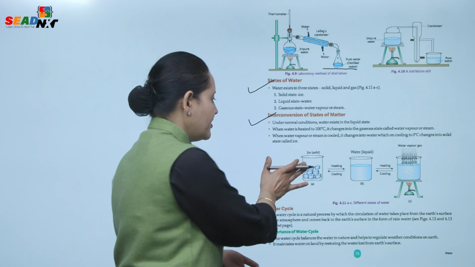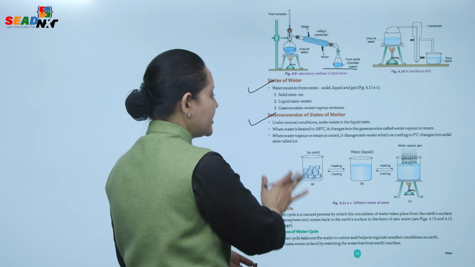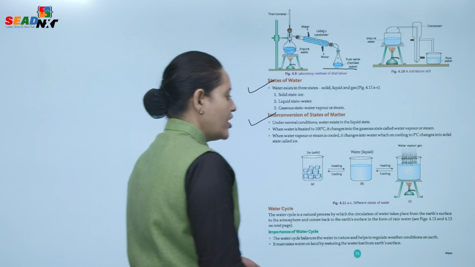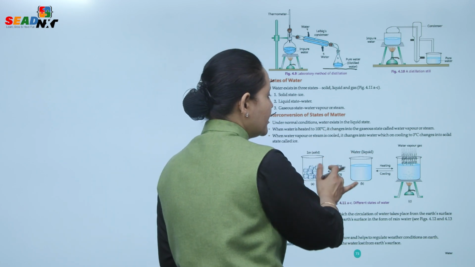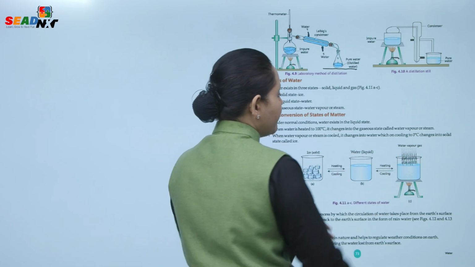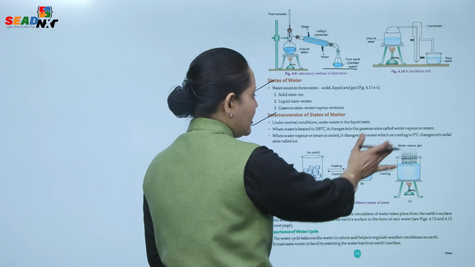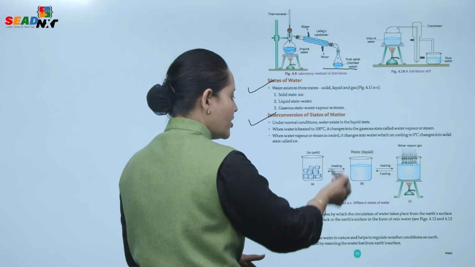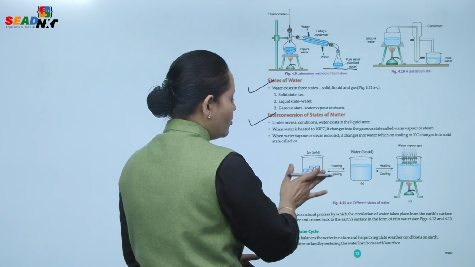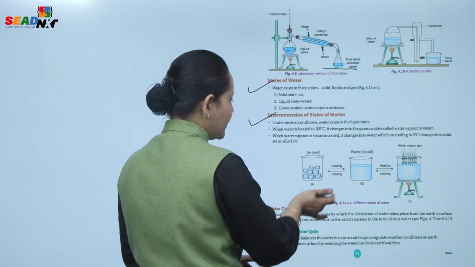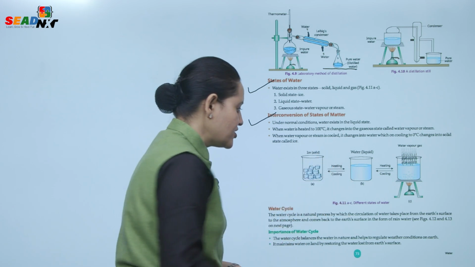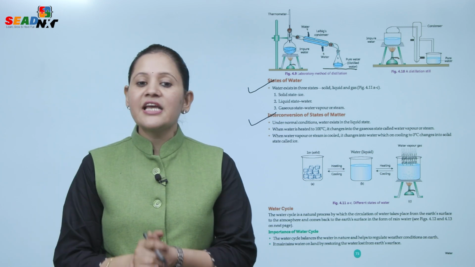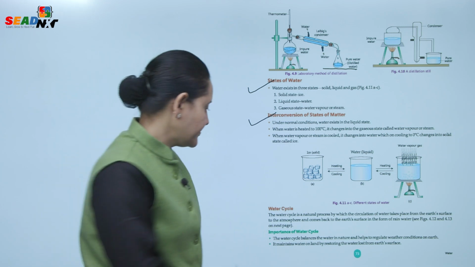Here this is ice. On heating it changes into water, and when we boil it, it changes into water vapor. Then again if we cool down the water vapor, it condenses and turns into water, and on cooling or freezing it at 0 degree centigrade, it changes into ice, that is a solid. Clear? Next is the water cycle.